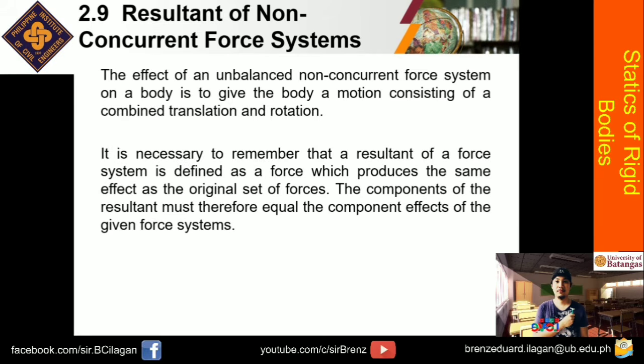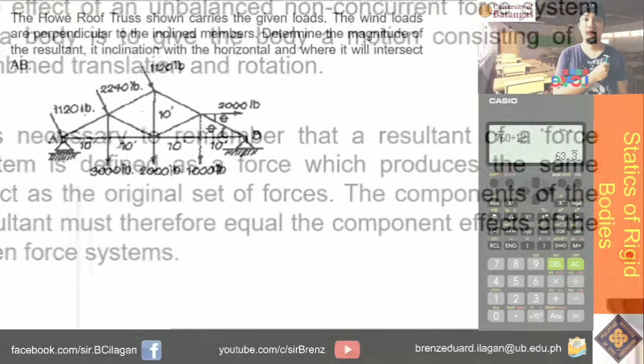So, ito lang din yung sinabi natin sa mga previous discussion. The component of the resultant must therefore equal the component effects of the given force system. So, parang ganito lang din, ano. So, nangyari lang, this is a non-concurrent force system. Okay, so when we say non-concurrent, hindi sila nag-meet at a common point. Hindi sila mag-meet at a common point. Okay, so para mas maunawaan yung ibig kong sabihin dito, let's try to solve a problem. So, medyo ano na to, makinig na, and this is the hardest topic. Pero madali lang naman siya kung uunawain.